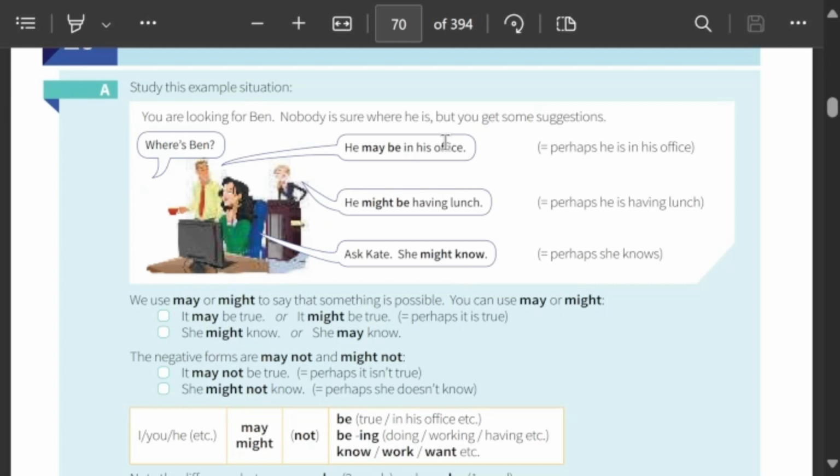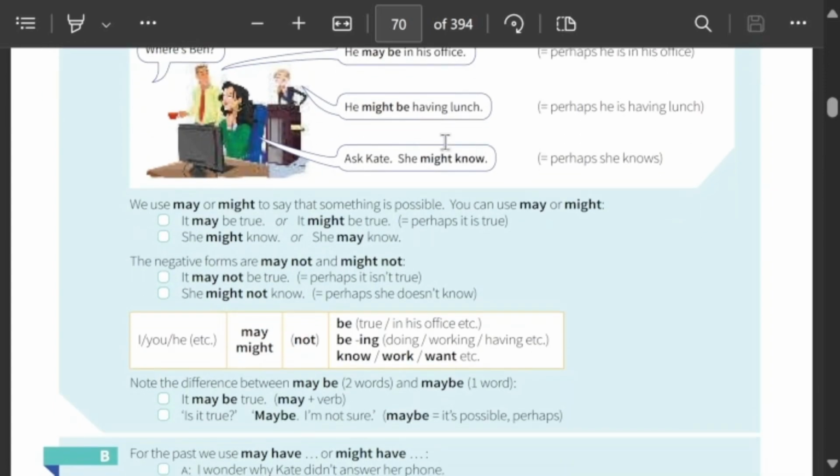He might be having lunch. Also, perhaps he is having lunch. Maybe. Ask Kate, she might know. Perhaps she knows. Okay? It's a possibility. They don't know for sure. We use may or might to say that something is possible. You can use may or might.